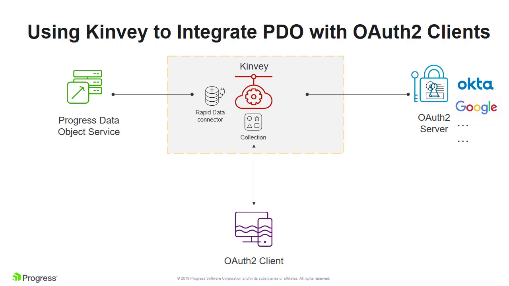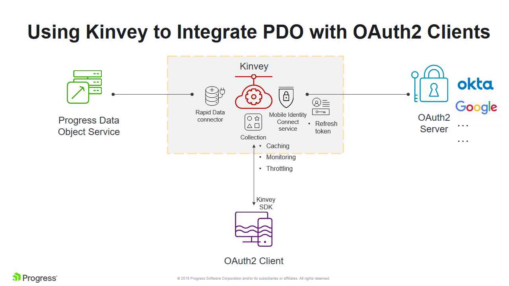Kinvey collection. When a client application accesses the collection using the Kinvey Client SDK, a Kinvey service called Mobile Identity Connect, or MIC, performs the task of communicating with an OAuth2 authorization server, getting the access token from it, and then passing the token transparently to the Progress Data Object Service. It can also handle the task of refreshing the access token if the authorization server supports the use of refresh tokens. In addition, because the Progress Data Object Service is being used in a Kinvey collection, users get the benefits of other Kinvey functionalities such as caching, monitoring, and throttling.